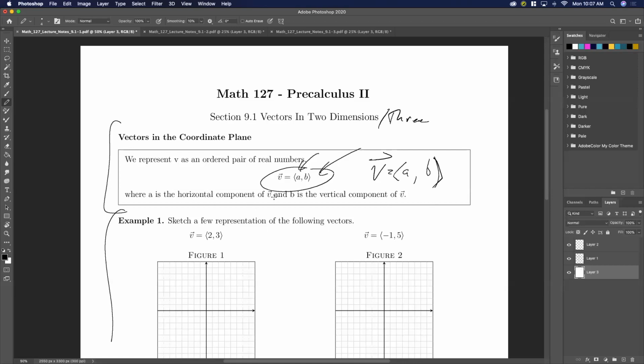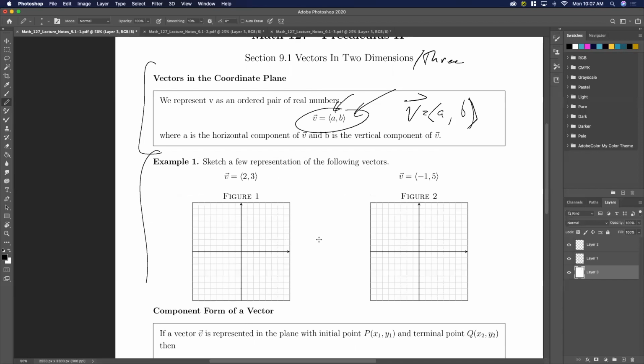So here we can break it up into things. Sketch a few representations. Notice that a vector has a magnitude. I guess I should write this down. A vector has a magnitude and a direction, but it doesn't have any position in space. I'm going to take these notes and use them to update them and make them better.